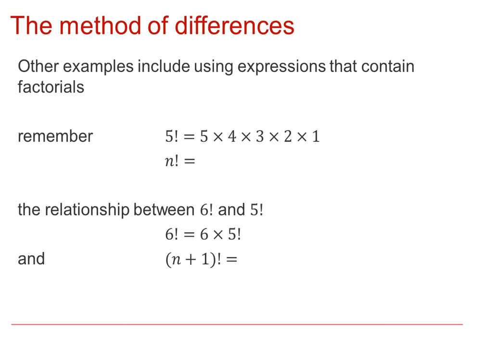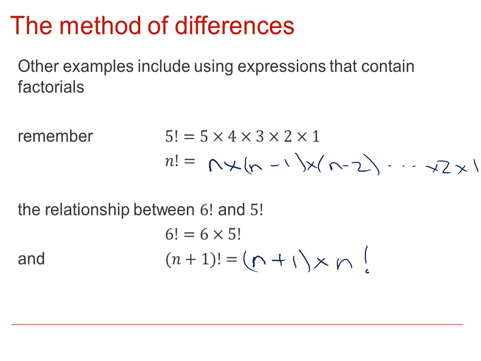Moving on then to look at factorials. We remember that 5 factorial is 5 times 4 times 3 times 2 times 1, and that n factorial will therefore be n times n minus 1 times n minus 2, and so on down to 2 times 1. So the relationship, for example, between 6 factorial and 5 factorial is 6 times 5 factorial, and n plus 1 factorial would be n plus 1 times n factorial.